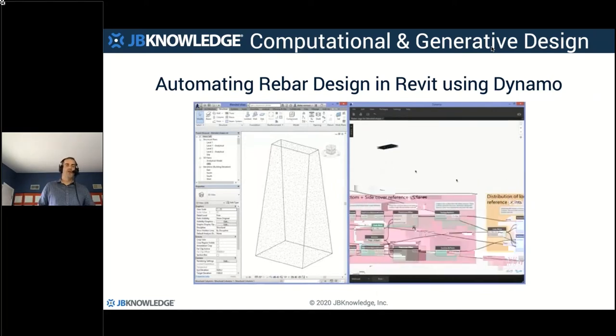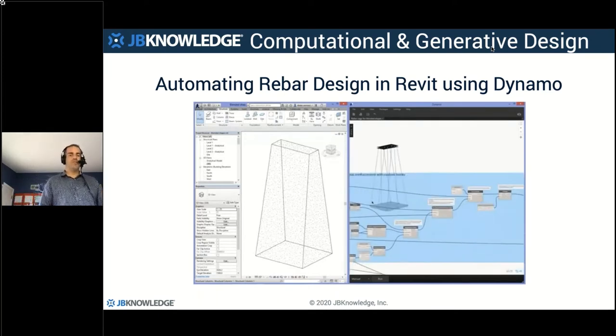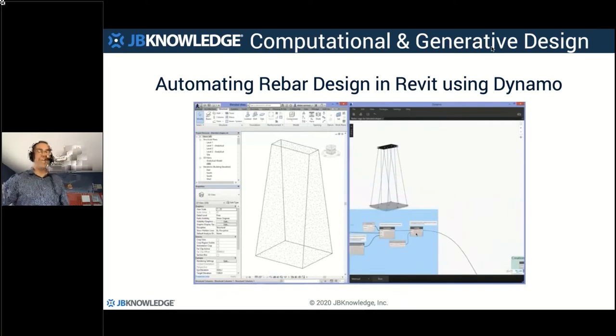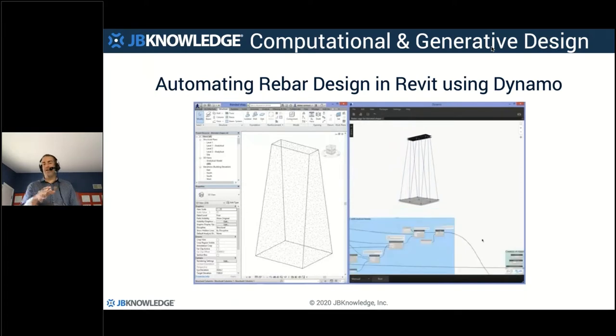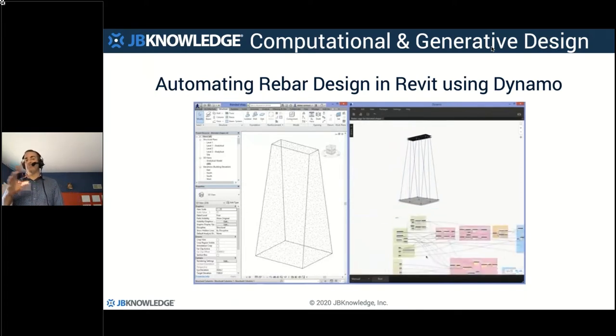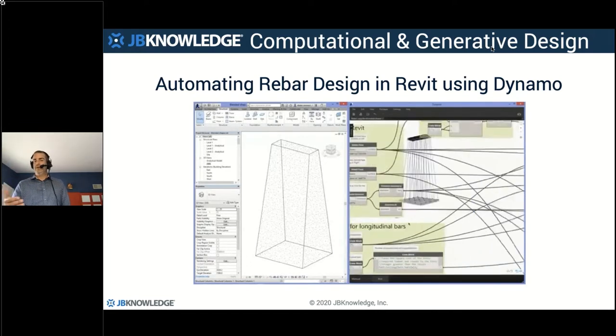This is showing you how you can... This is a visual programming language, by the way. It's a node-based programming language, so it's a little different than just writing lines of code. And it allows you to write software that draws the rebar, which means the next project you have, instead of starting from scratch with that software program, you can actually go in and copy and paste and use that again and modify it for whatever's different about the next project.